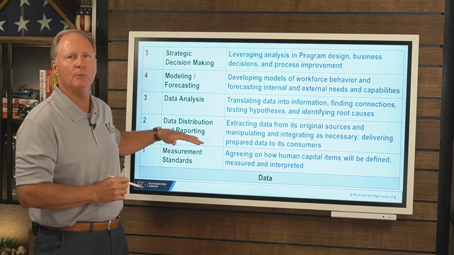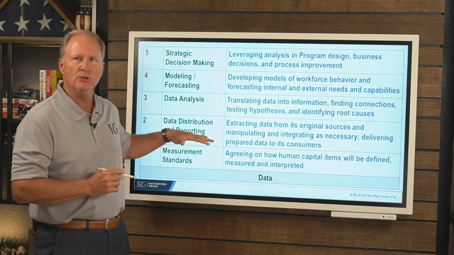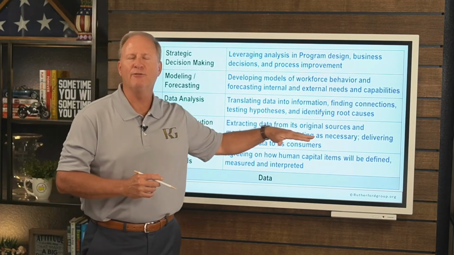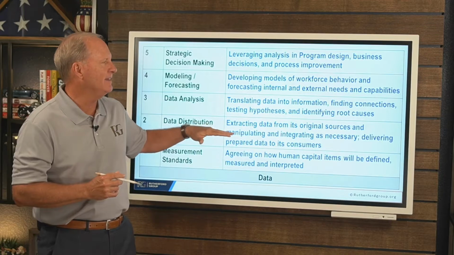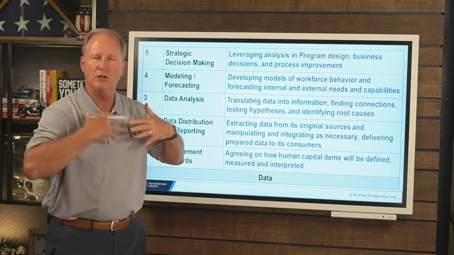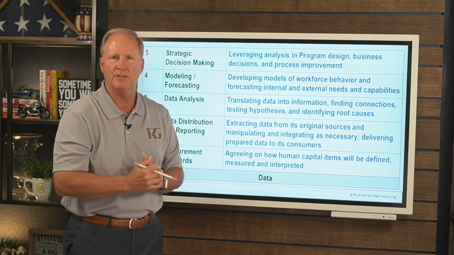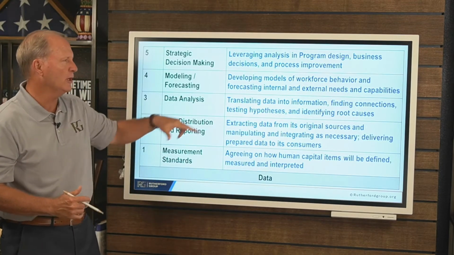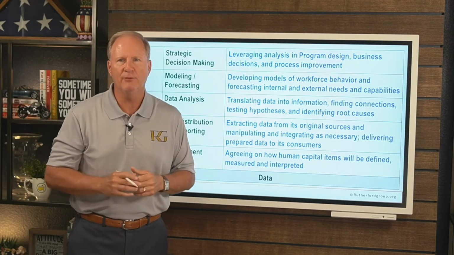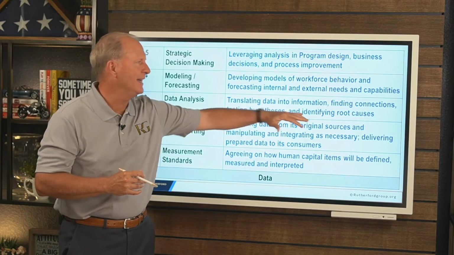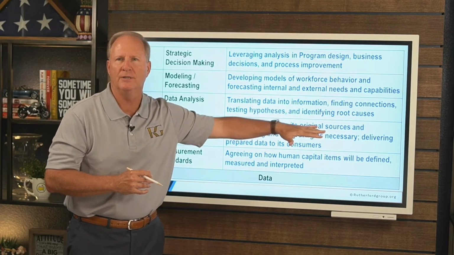The second key thing we look at is data distribution and also reporting, because extracting data from its original sources and then manipulating and integrating as necessary, those are critical pieces in terms of delivering things to the business. Third key component is data analysis. Here we want to translate data into information, find those connections, and more importantly, identify root causes.